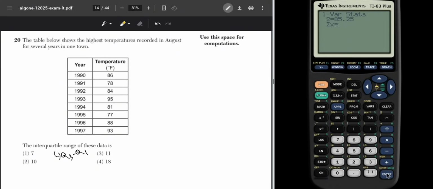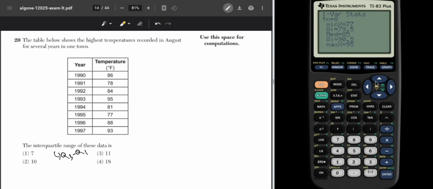You're going to hit enter, enter one more time, and then you're going to get, so x bar is your mean. Sx and sigma x are your standard deviations. One is population, one is sample. n is the number of values, which was 8. Your minimum is 77, your lowest point. Your Q1 is 79.5. Your median, or the point in the middle, is 85. Your Q3 is 90.5. Your maximum is 95.